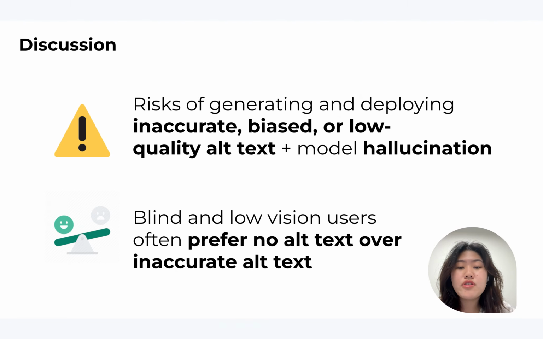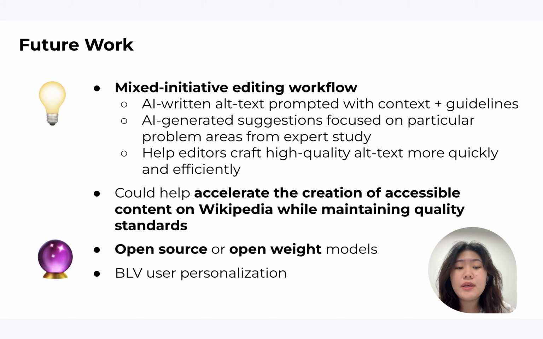So, with our work, we acknowledge that there are risks of generating and deploying inaccurate, biased, and low quality alt text, as well as issues with model hallucination. And we also know that BLV users will often prefer no alt text over inaccurate alt text. So, to address these harms, we see this being a mixed initiative editing workflow where AI written alt text is prompted with context and guidelines, and then is accompanied with AI generated suggestions that focus on particular problem areas from the expert study. And this would help editors craft higher quality alt text more quickly and efficiently, and accelerate the creation of more accessible content on Wikipedia while still maintaining its quality standards.